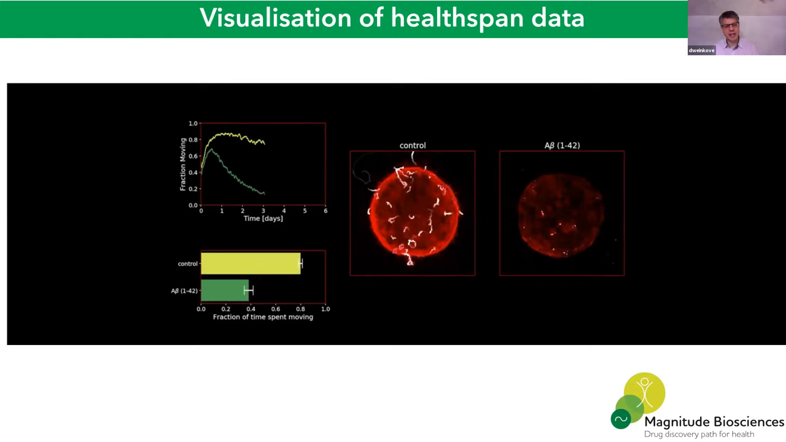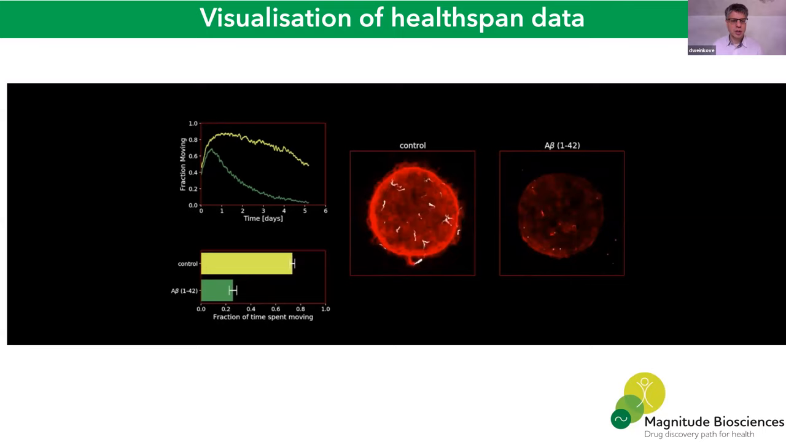We can measure that, and we can integrate those curves to get the average time moving, or the average mean health span. And that gives us very quantitative and good data that we can look at. The point is that we can look at many, many plates at once, and so our numbers are very large.